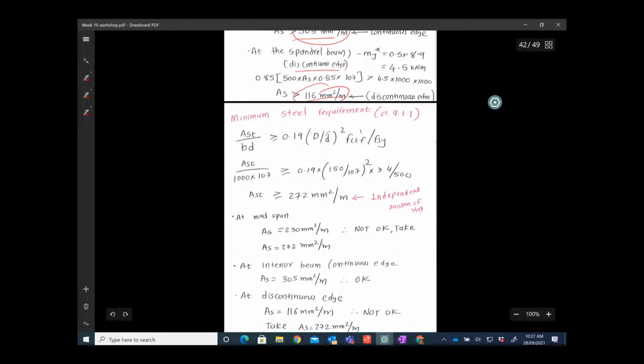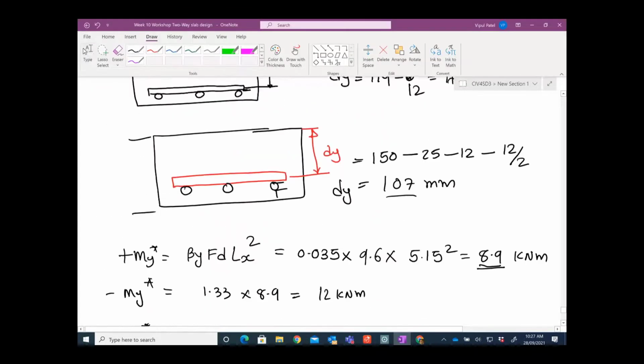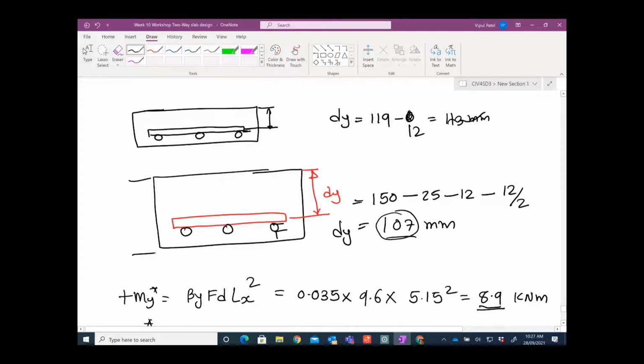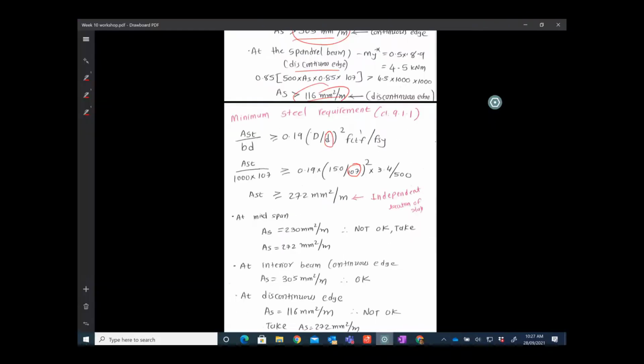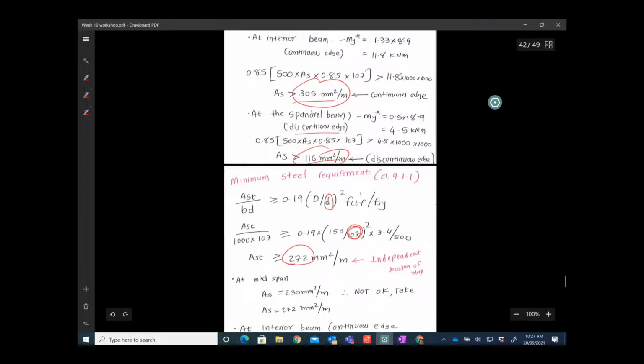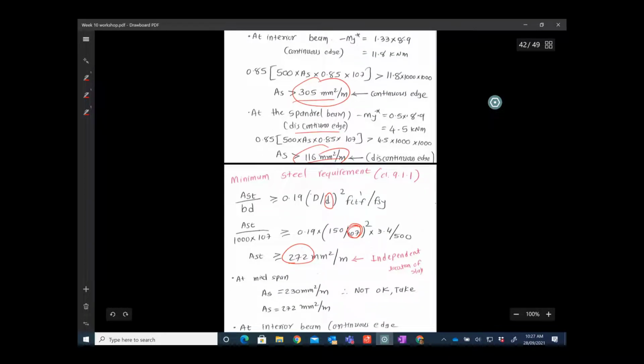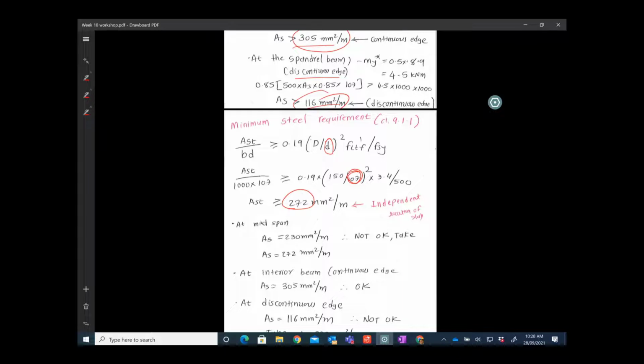Why? Because your d is different. You remember that you have 107, right? Before, in the examples, we were using 119, right? Now here our small d value changed to 107. So in that case we need to recalculate this AST minimum. Quite easy, exactly the same thing. There is nothing changed except this 107, and then you have 272 millimeters square. Now all these values that we have calculated, 230, 305 and 116, they need to survive for this 272. Survive meaning they should not be less than 272.